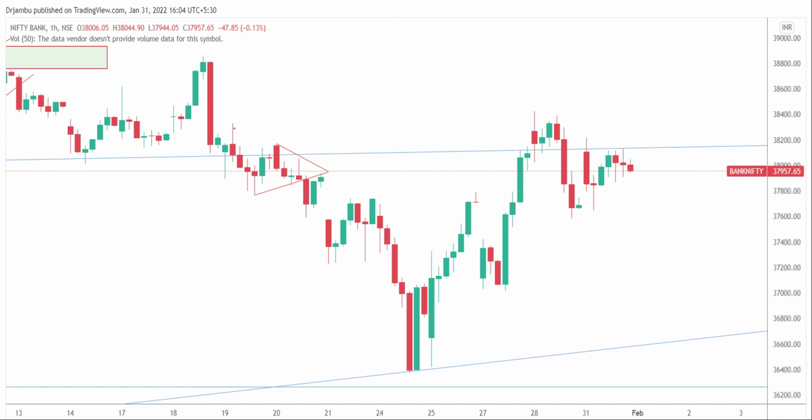Coming to the technical analysis of Bank Nifty, in yesterday's video we discussed that the Bank Nifty is falling in a bearish flag and pole pattern. The Bank Nifty was at its support point in yesterday's session, that is the Friday session.